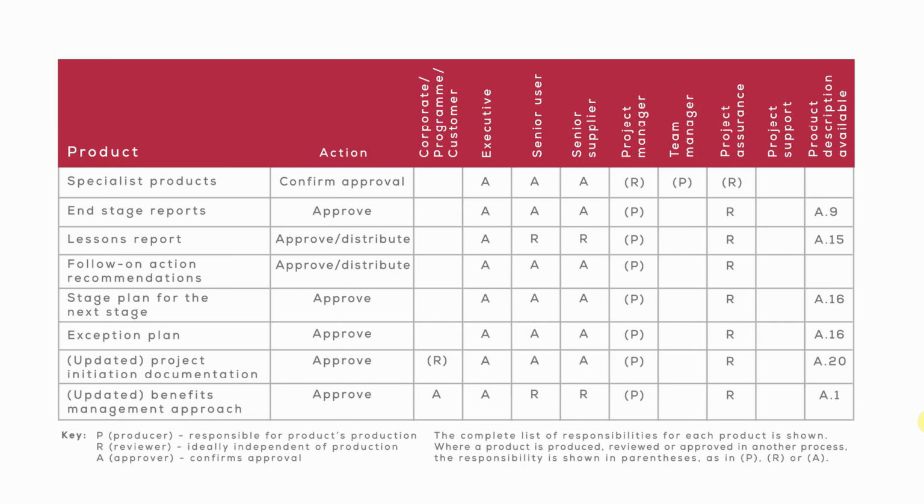And the updated project initiation documentation and the updated benefits management approach will have been updated by the project manager during managing a stage boundary, are now reviewed and approved by project assurance and project board members. There are a couple of different variations there. But just remember that these table of responsibilities are there for clarification of the recommended actions. In the narrative, it doesn't necessarily determine who's doing what. That's clarified by the table of responsibilities if you need to.